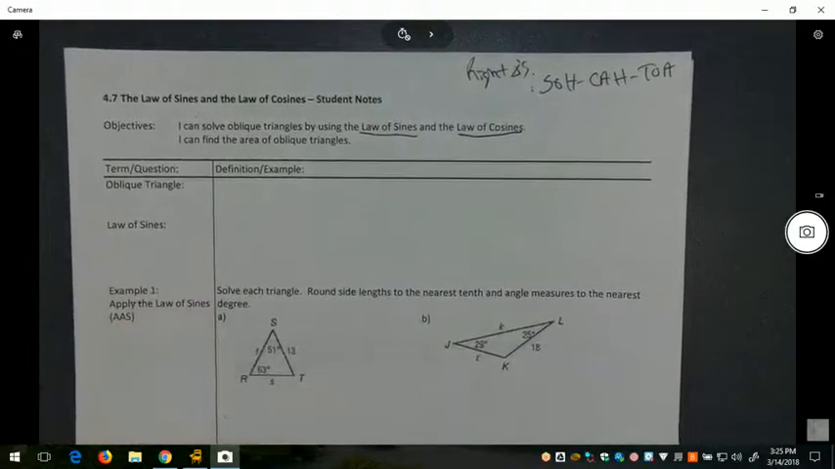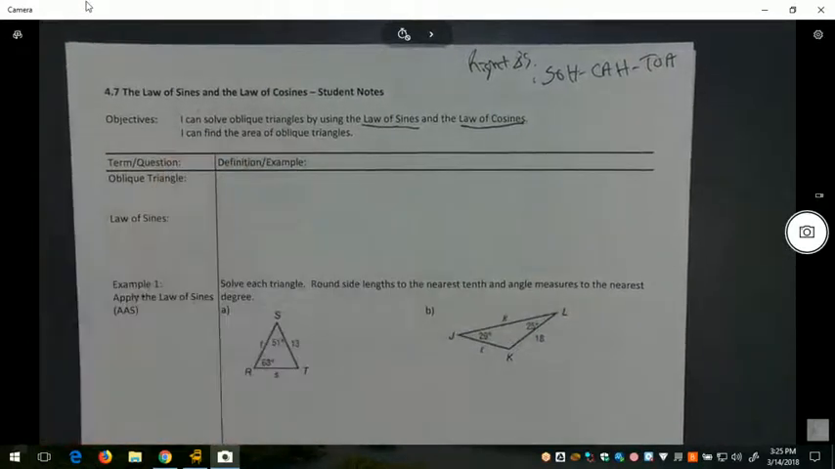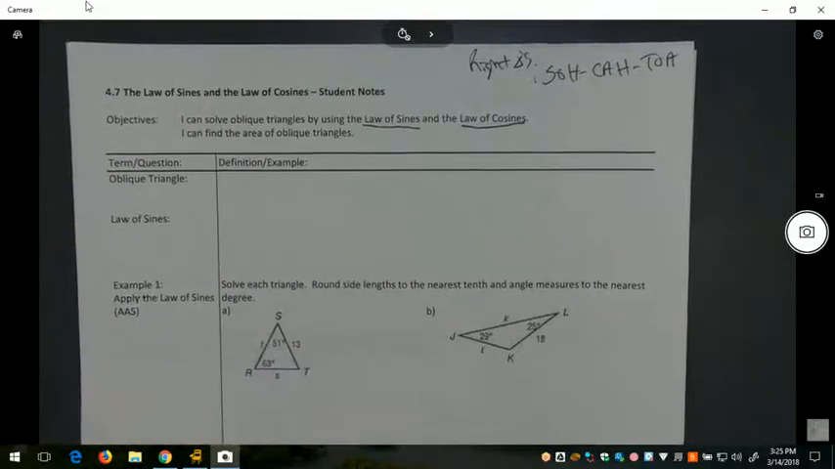Because it's great to use half the base times the height to find the area of oblique triangles. But you can only do that if you have a base and height that are perpendicular. If you don't, you have to use a different formula.